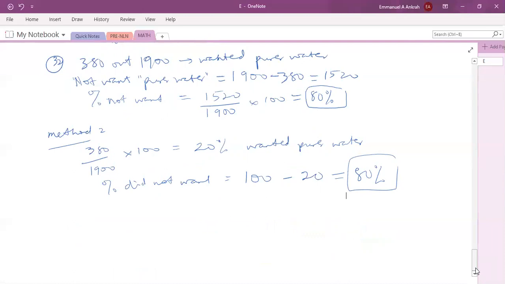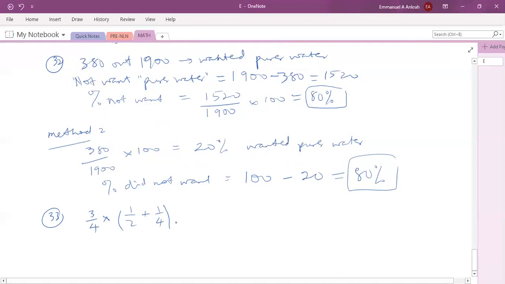All right. 33 should be straightforward. Let's do that quickly and we'll look at 34. 33: 3 over 4 of is multiplication, so change to multiplication, times 1 over 2 plus 1 over 4. Order of operation, we have to do the grouping first. So what do you have in the parentheses? You have to work this out.